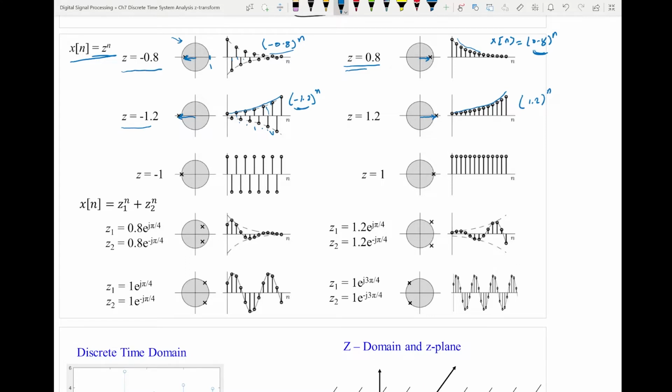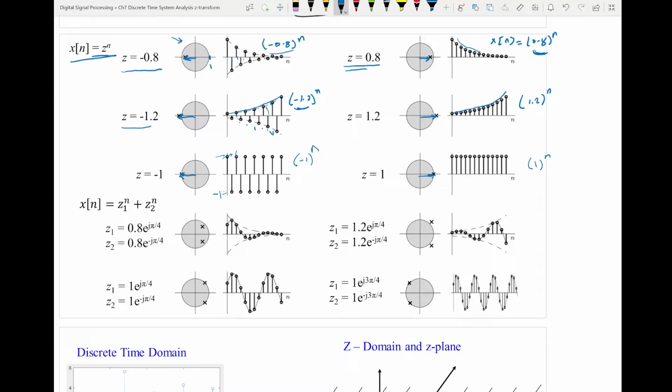Now if z is on the unit circle and it's minus 1, this will always have magnitude 1, but it will be alternating between positive and negative values. So this will be minus 1 and this will be positive 1. And this one here is 1, that will be this one.